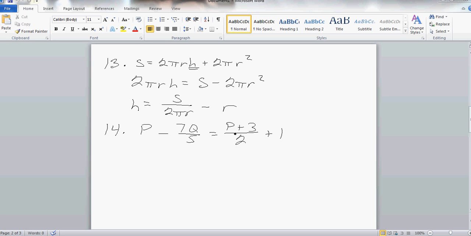So what I'm going to do is distribute this 2 to both the p and the 3, and so this becomes p minus 7q over 5 equals p over 2 plus 3 halves plus 1. And then I can subtract p over 2 from both sides. Well, that's 1/2 p. p minus 1/2 p is p over 2.